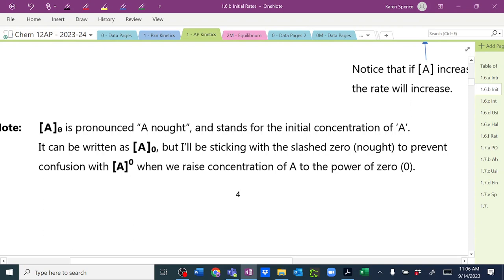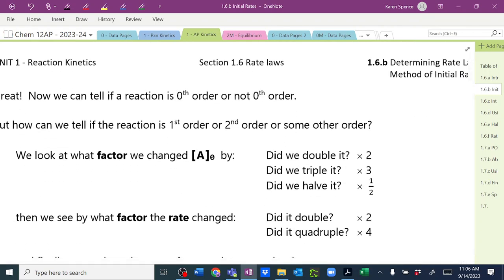I don't know why I thought it would be confusing to use A naught. I think it's because I was typing the worksheets on the same day, whatever. Just ignore that little note at the bottom, it's just silly.